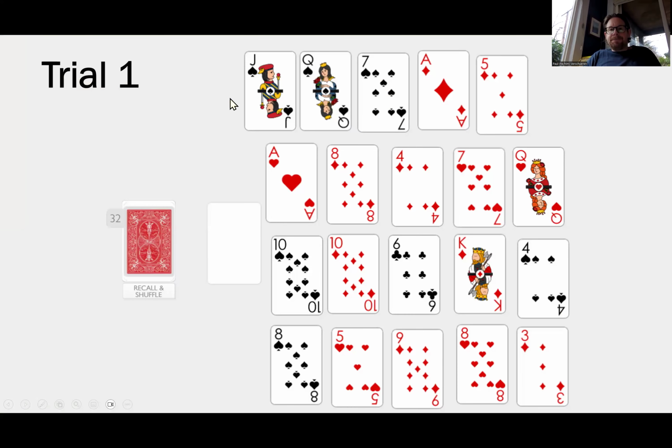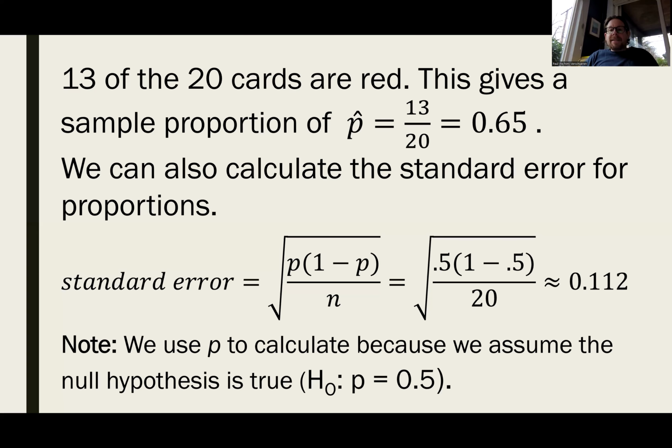So here's the deal. We've got these cards. I'm going to count. We've got 1, 2, 3, 4, 5, 6, 7, 8, 9, 10, 11, 12, 13 reds out of the 20. And this was just a random deal. This is a website that replicates a deck of cards. So that is a sample proportion, p hat, of 13 out of 20, or 0.65.